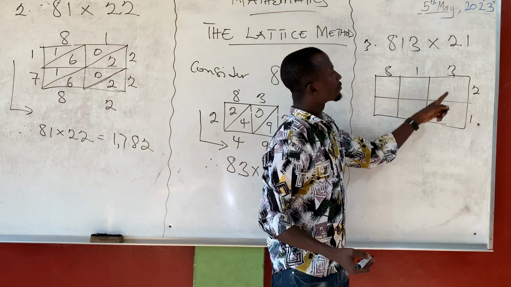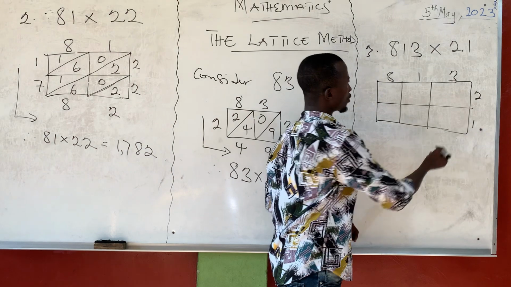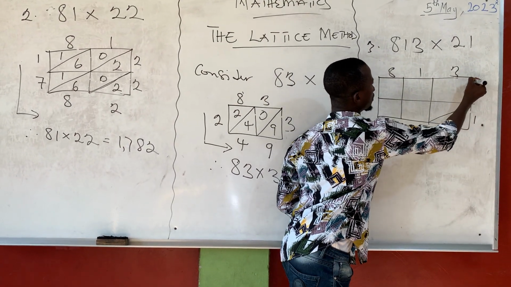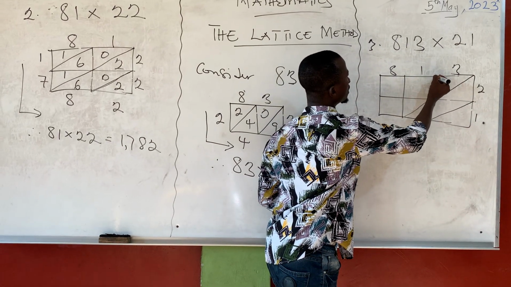Now let's see. Because we are going to write both the tens and ones, let us divide our boxes. So we divide it diagonally, diagonally to the down, straight to the down. Diagonally, straight.